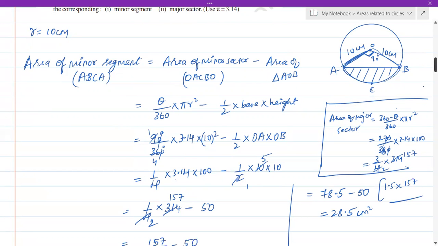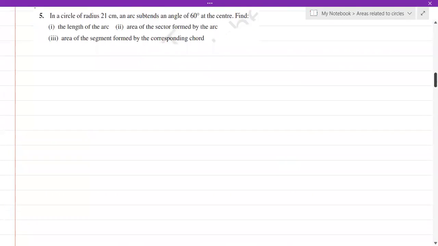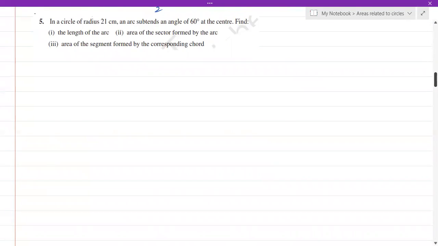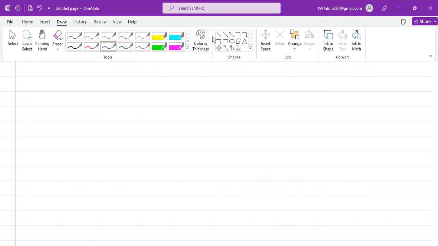So let's get into the next question. In the next question, we have got a circle of radius 21 centimeter. An arc subtends an angle of 60 degree at the center. Find the length of the arc, the area of the sector formed by the arc, and the area of the segment formed by the corresponding chord.